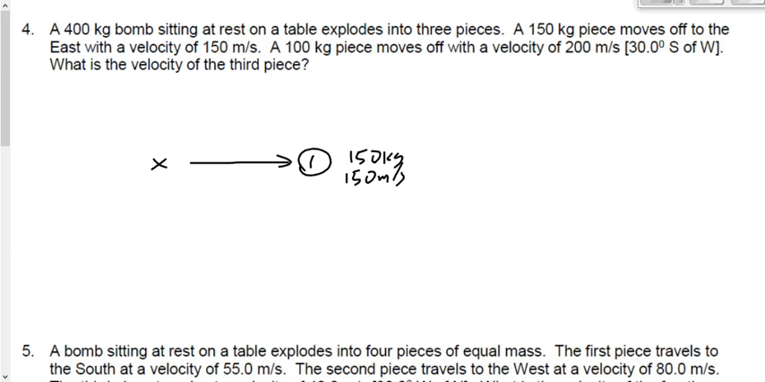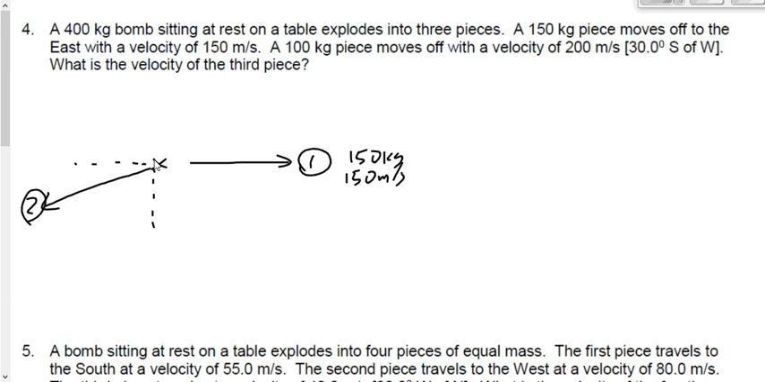Good. Now we got another piece going off south of west. South and west are down here somewhere. So object number 2 is going to be down here somewhere. Is that 30 degrees going to be labeled right here from the west, or is it going to be labeled right here from the south?